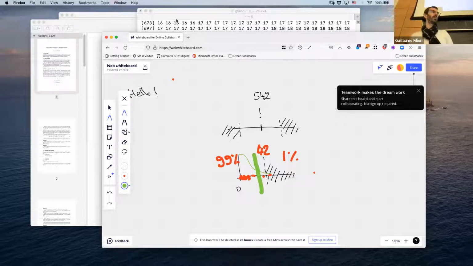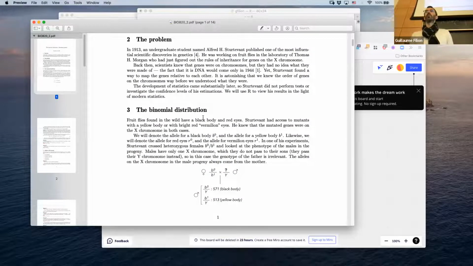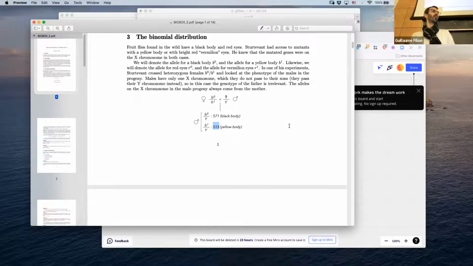So we say that indeed the Sturtevant was right. There is a 50-50 ratio between B0 and B1. We have no evidence that this is not the case. So why are the numbers not exactly the same here? Well, just the way it is. If you have 1,000 flies, you can't expect to have them exactly identical. There is some randomness, but this randomness is completely within the bound of what we can expect. So that's all good. Let's move on.